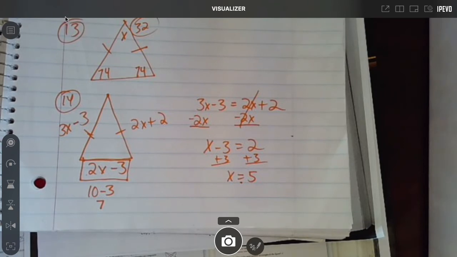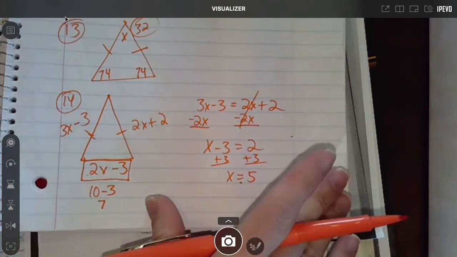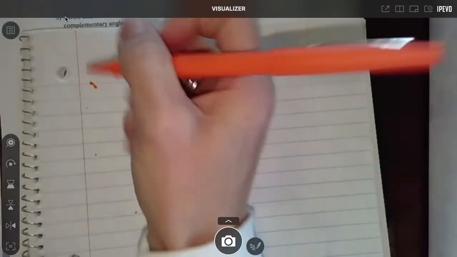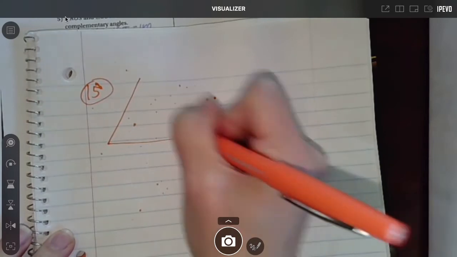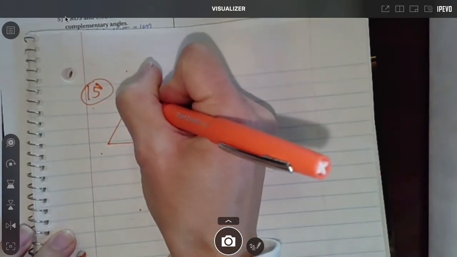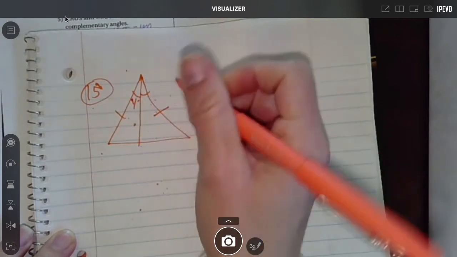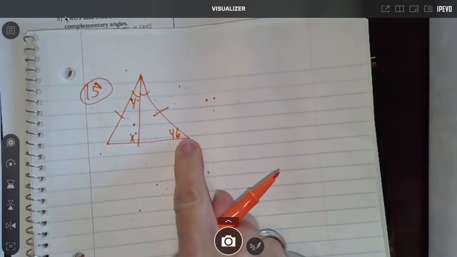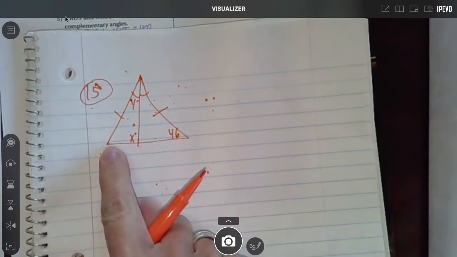Okay, moving along, number 15. There's one like that, so let's do it. Number 15. Wait, is there one like 14? Yes, yeah. So number 15, let me just draw my triangle. This is equal, this is y. These are equal. This is 46, and this is x. If this is 46, what's this going to be?